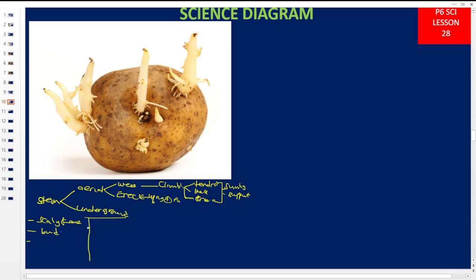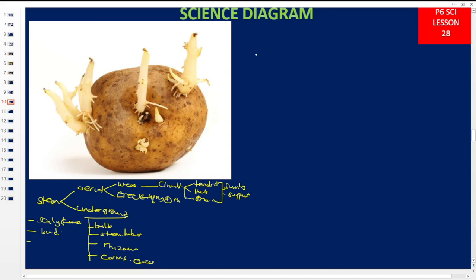And we said these underground stems are of 4 types. We have the stem bulbs, we have the stem tubers, and again we have what we call the rhizomes, then the corms, the cocoyams, amayuni. Now here we are having a science diagram.